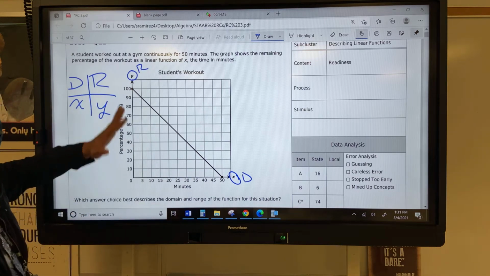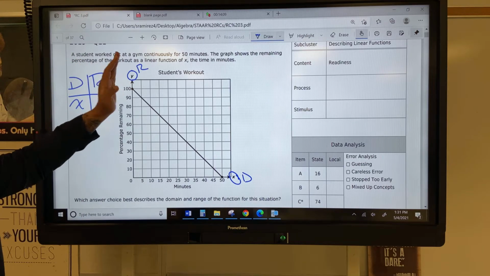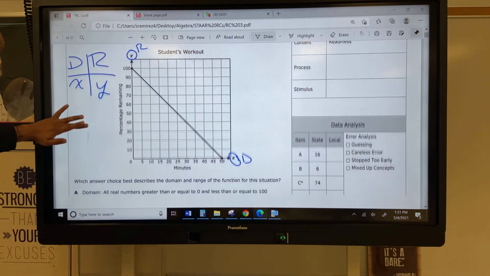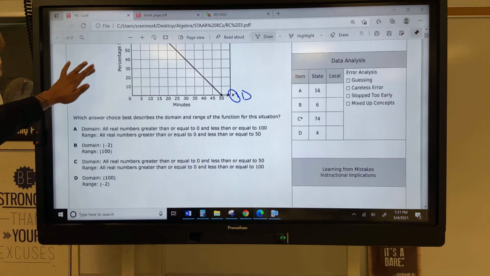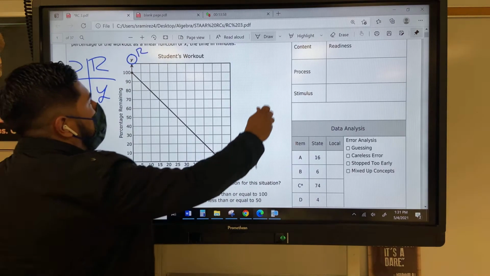Next part, we're going to read the stuff. A student worked out at the gym continuously for 50 minutes. Sounds good. The graph shows the percentage of the workout as a linear function in minutes with X. Which answer choice best describes the domain and the range for this function? So obviously we can totally tell.